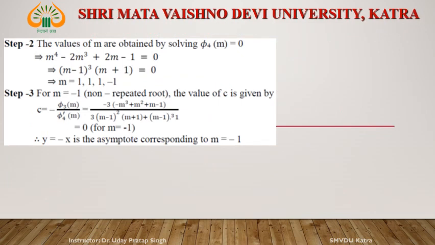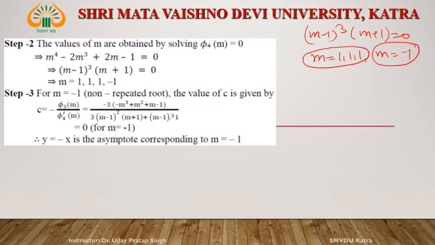Equate this term to 0. That is, this is something like (m minus 1) cube into (m plus 1) is equal to 0. Then m is equal to 1, 1, 1 and m equal to minus 1. This is a non-repeated root and this is repeated 3 times, right?